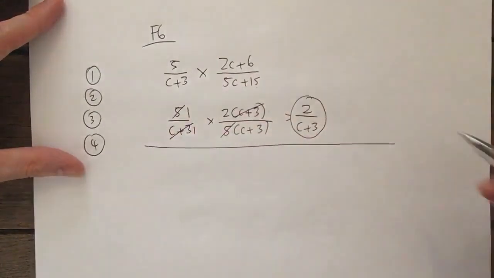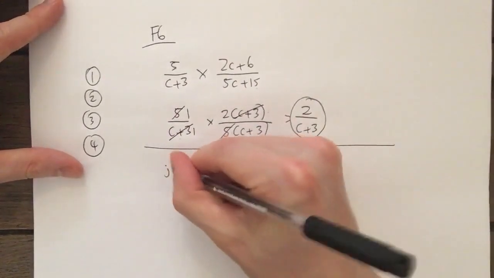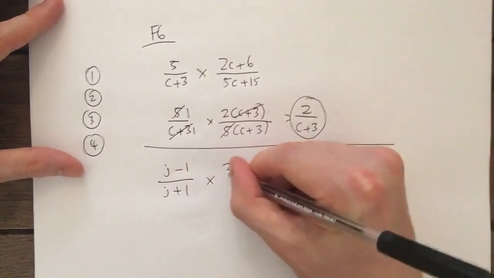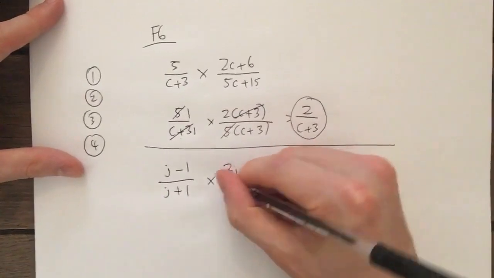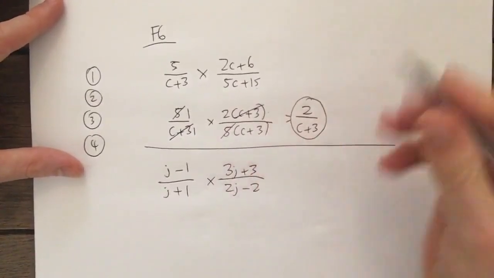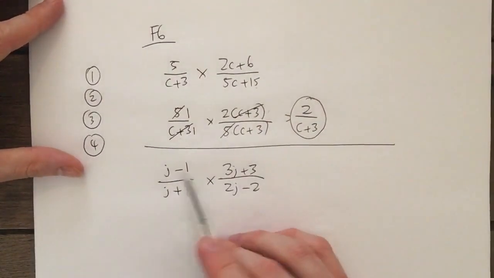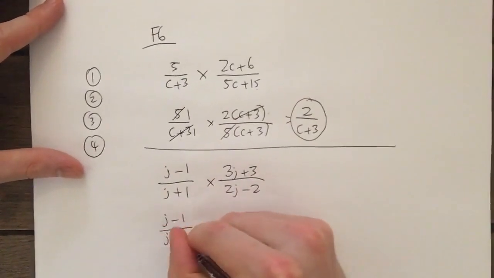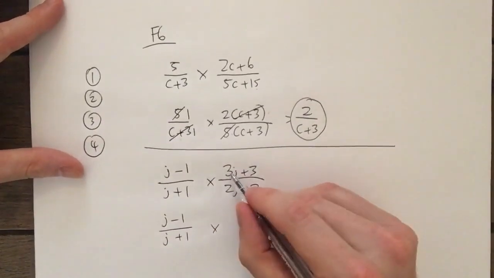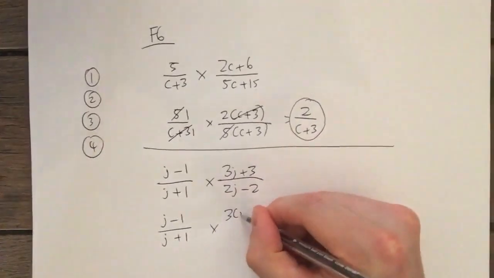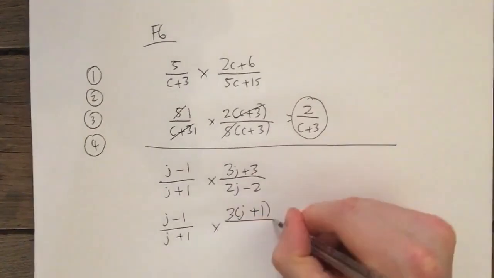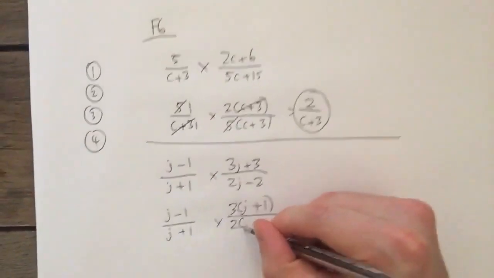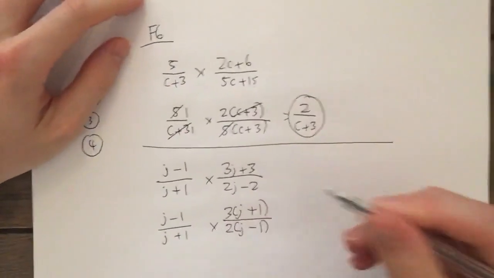Final answer. Last one. J minus 1 over j plus 1 times 3j plus 3 over 2j minus 2. Number 1, can I simplify first? No, no, yes. So let's write down what we know. J minus 1, j plus 1 times 3 comes out of it. So 3 bracket j plus 1. Over here, the 2 times table is there. So 2 bracket j minus 1 as well.